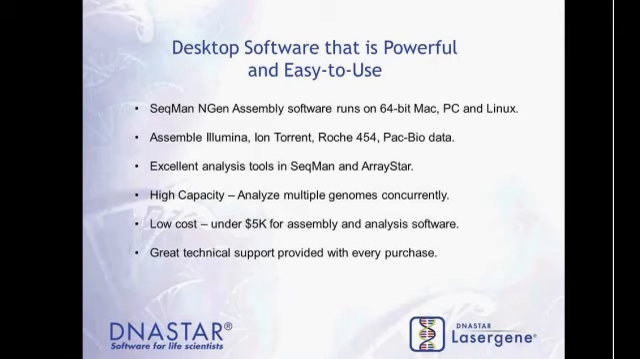Our main assembler is called SeqMan Engine. SeqMan Engine software is a 64-bit program. It runs on Mac, PC, and Linux. We've designed it to be as flexible as possible. And so we can assemble Illumina, Ion Torrent, Roche 454, and PacBio data. And that includes different versions of their own data. So you'll have a few different file formats: single-end, paired-end, mate-pair data. And we try to make a tool that can encompass as many different sequencing platforms as possible.